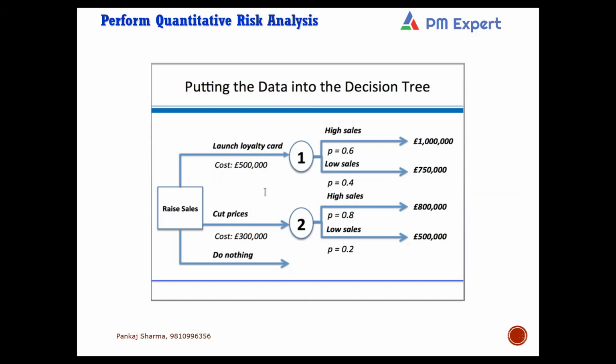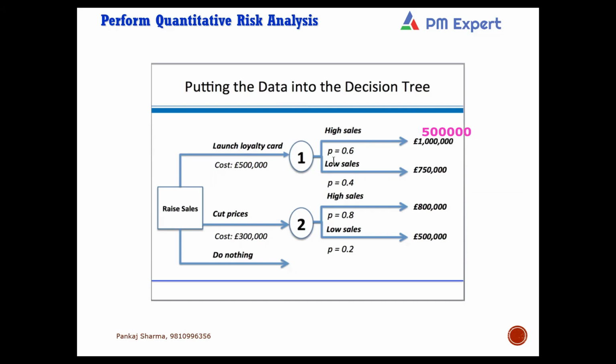For example, launching a loyalty card, you are spending how much? 500K, and you are making 1 million. That means a profit of how much? 500K. 500,000 is the profit, right?